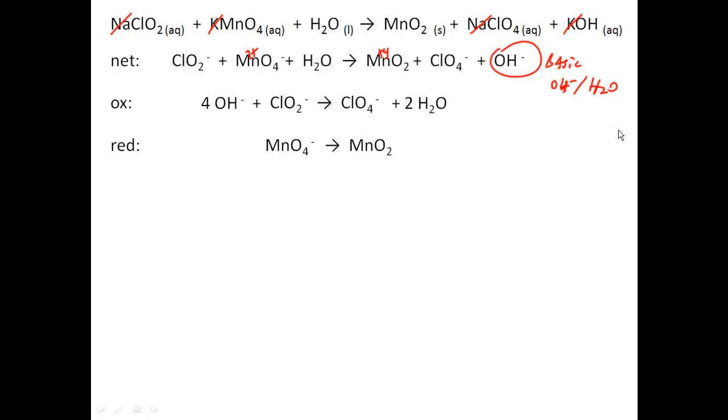I'll do a similar thing with my reduction. Once again, manganese is balanced on both sides, so all I need is oxygens to fix. I can see I need 2 on the product side, so I'll add 4 OH- to my product side and half as many waters, which would be 2 waters on the reactant side. And this is now balanced in atoms. I have 4 hydrogens on both sides, I have a manganese on both sides, and I have 6 oxygens on both sides.